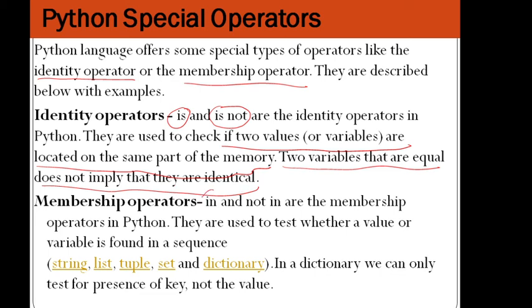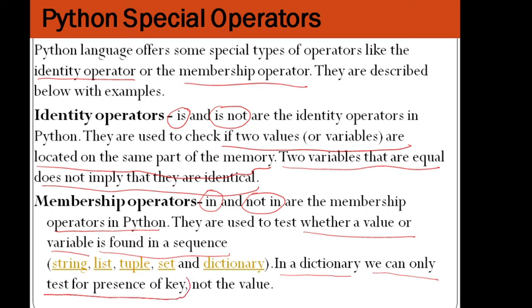And membership operators, we have two, in and not in, are the membership operators in Python, and they are used to test whether a value or a variable is found in a sequence. So the last line is important over here. In a dictionary, we can only test for presence of key. This is important. Presence of key, not the value. This should be taken care of.